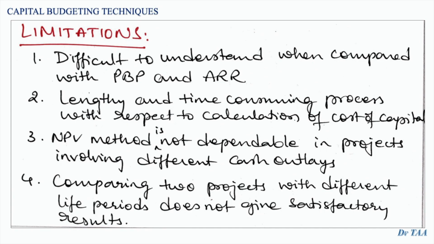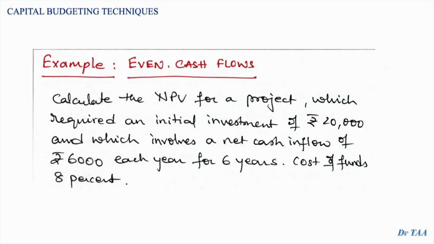Right. Now let us take one example. Here, cash flows are of two types, that is even and uneven. Calculate the net present value of the project which requires an initial investment of rupees 20,000 and which involves a net cash inflow of rupees 6,000 each year for 6 years. Cost of funds is 8%.